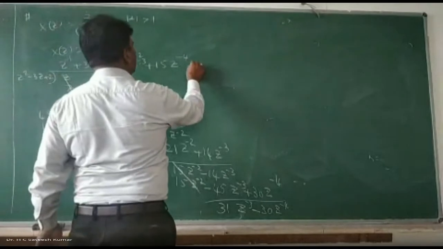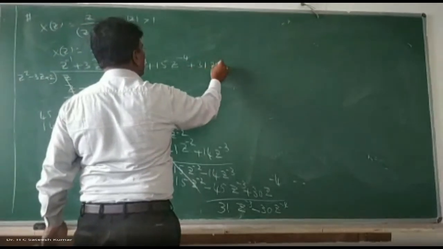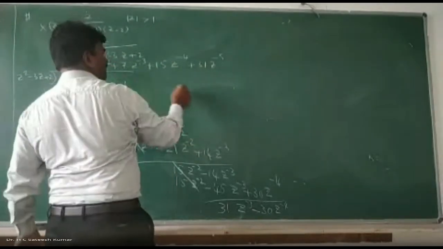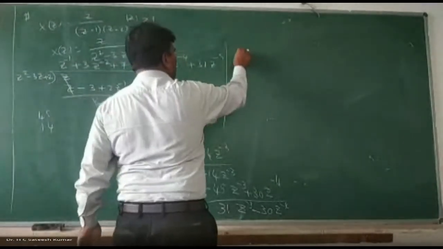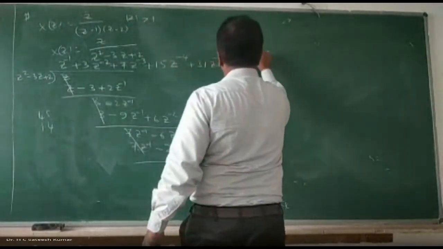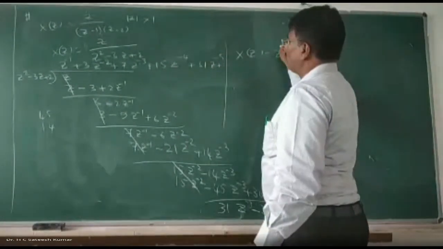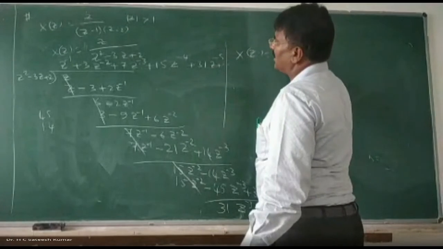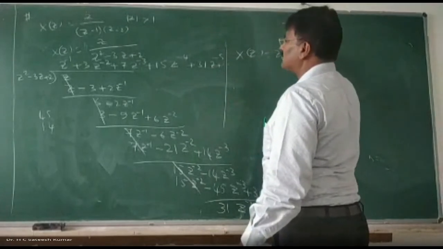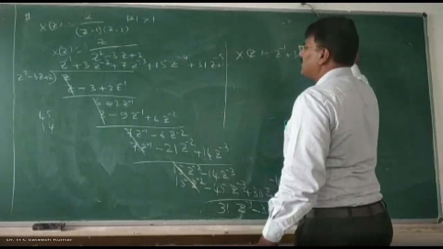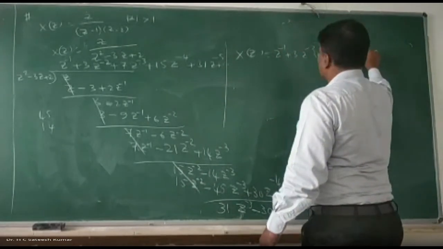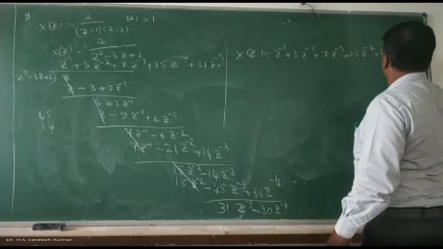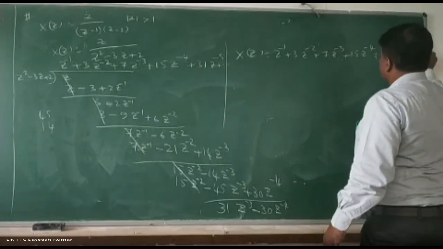Next, 31 z to the power of what? Minus 5. 1, 2, 3, 4, 5. Enough. You can stop at this point. Plus 1. X of z is equal to, if you want, you can stop somewhere in the middle also, if you are able to generalize it. Z to the power of minus 1, 3 z to the power of minus 2, plus 7 z to the power of minus 3, plus 15 z to the power of minus 4, plus 31 z to the power of minus 5, plus so on.